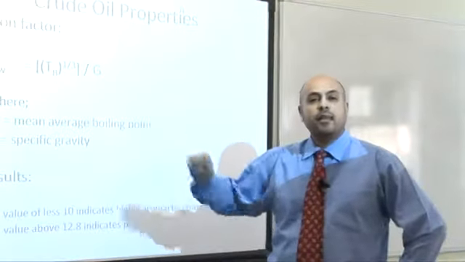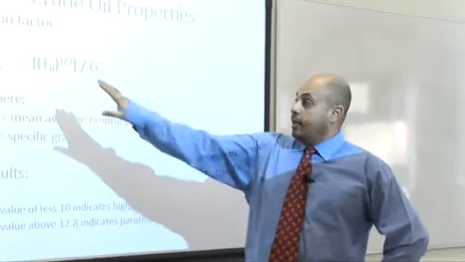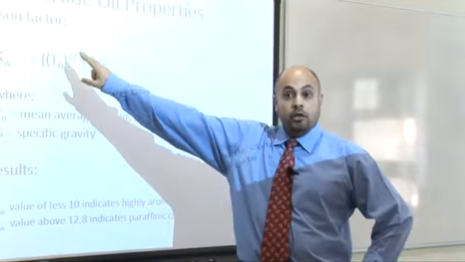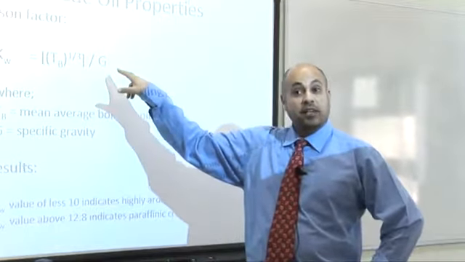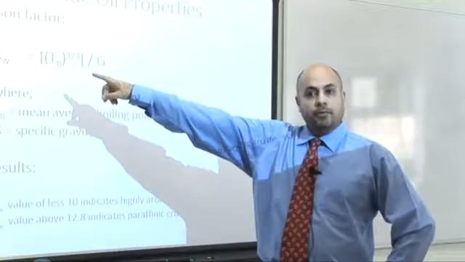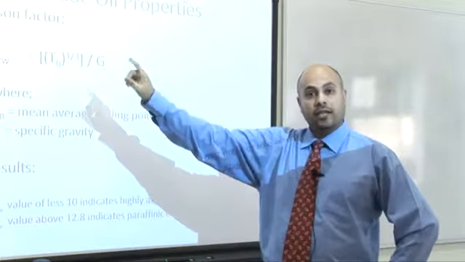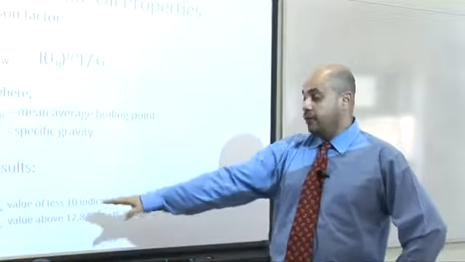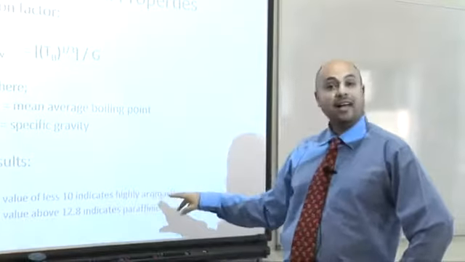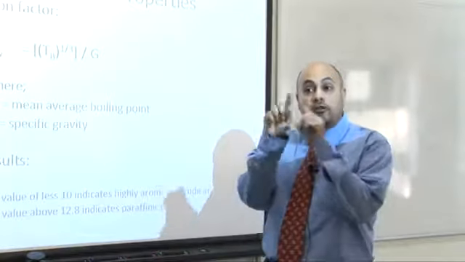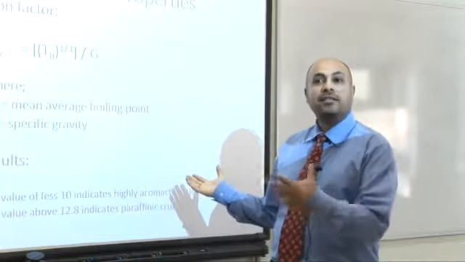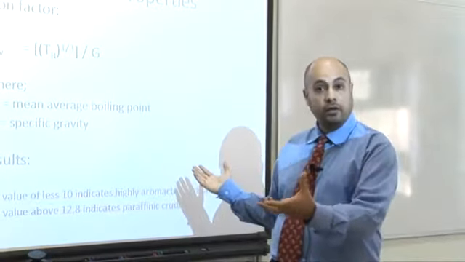Okay, there is something here called the Watson factor. So this TB here is the mean average boiling point. So you cube it and divide by the specific gravity of the crude, which you can measure simply in the lab easily. Okay, it gives you a number. Now that number is very important. It's called the Watson factor. Why is it important? If the value of the Watson factor is 10, it indicates highly aromatic crude. It means lots of rings in the carbon structure of the crude. So you have, for example, lots of benzene, lots of diesel, heavier components.